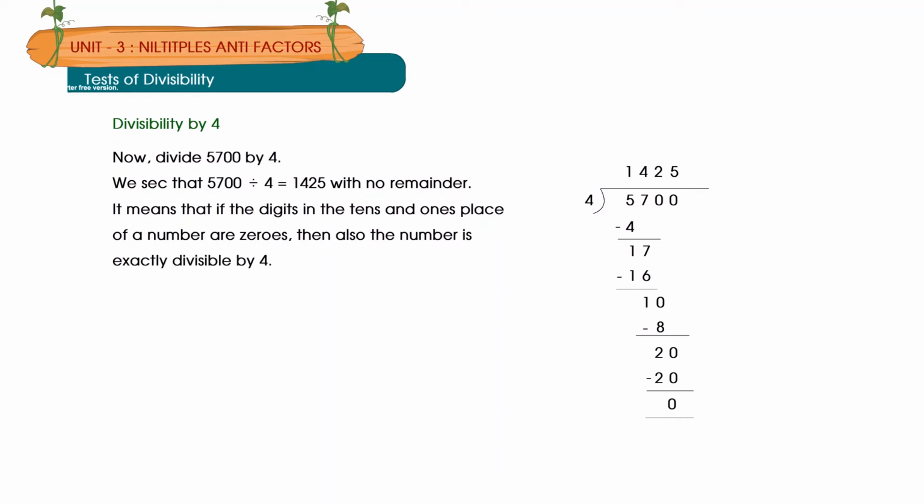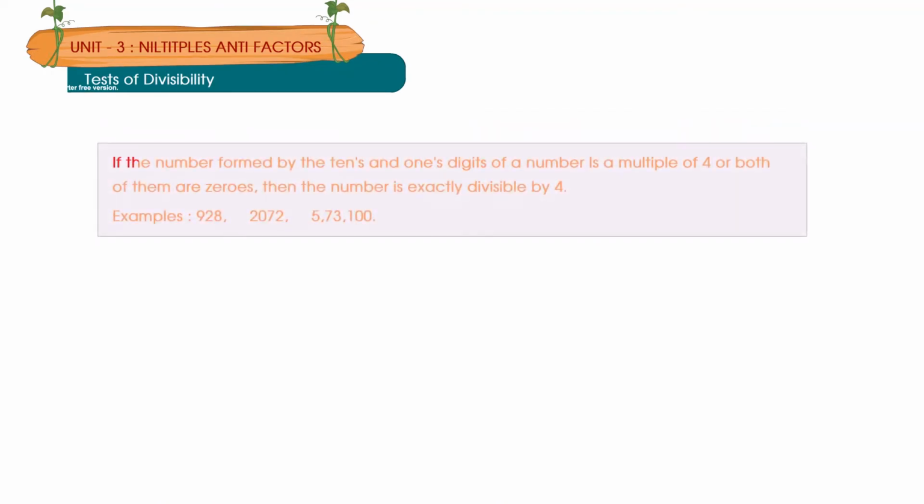This suggests a rule to check the divisibility of a number by 4. It is, if the number formed by the tens and ones digits of a number is a multiple of 4 or both of them are zeros, then the number is exactly divisible by 4.